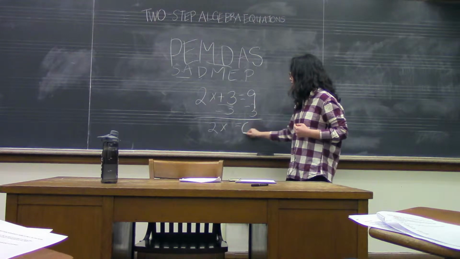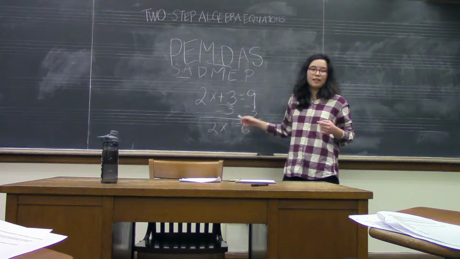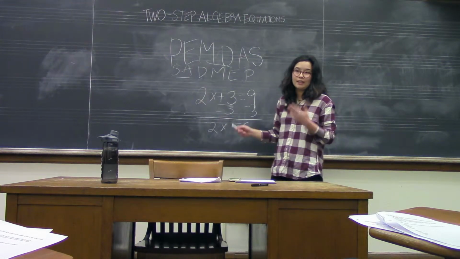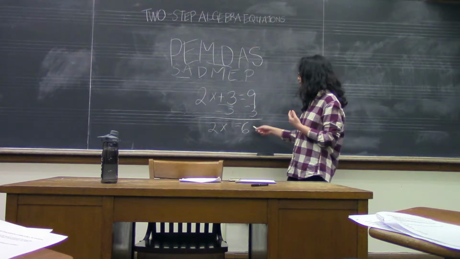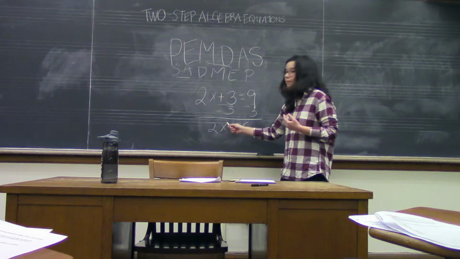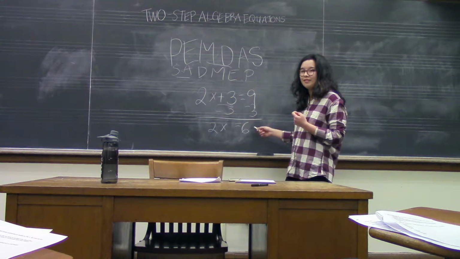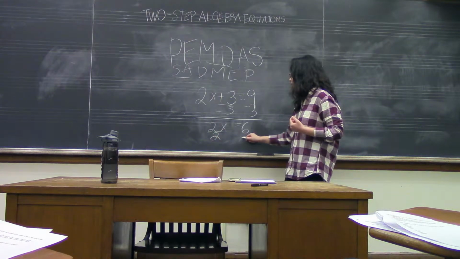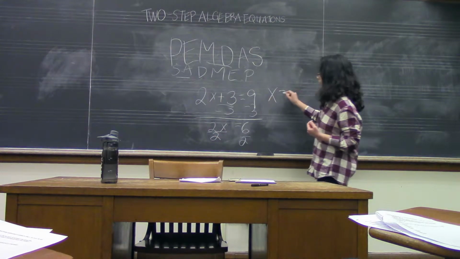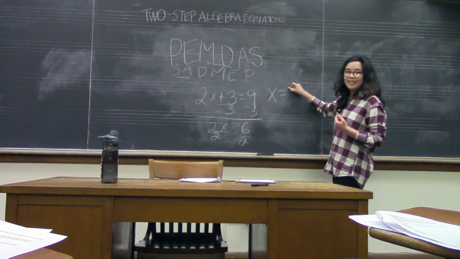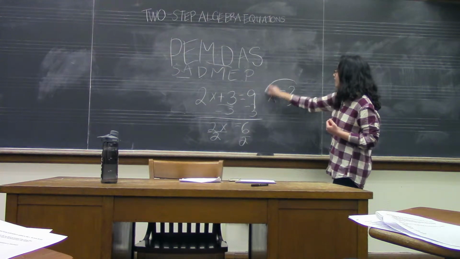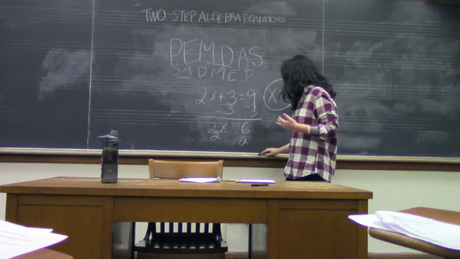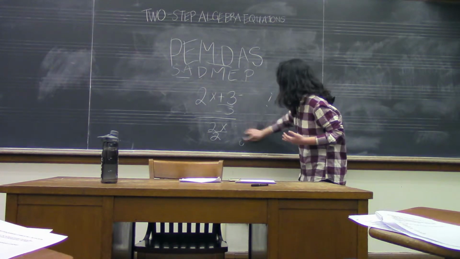So then we end up with 2x equals 6. How would we solve for x in this situation? It looks just like what we did earlier when we had 4x equals 16. How do we get rid of the 2 times x? You divide by 2. So we divide by 2 on each side, and then you get x equals 3. That's how you do a two-step algebra equation. And let's do one more for review.